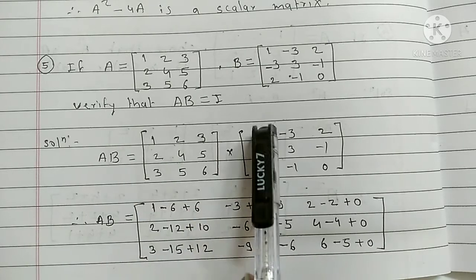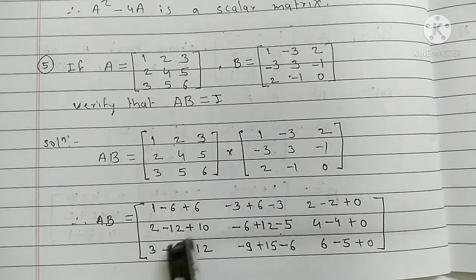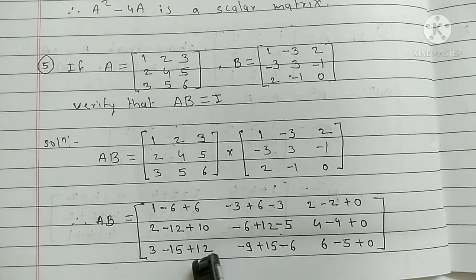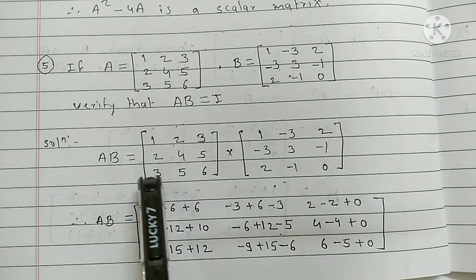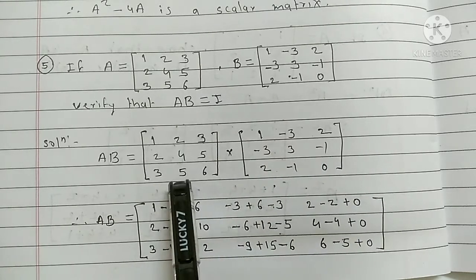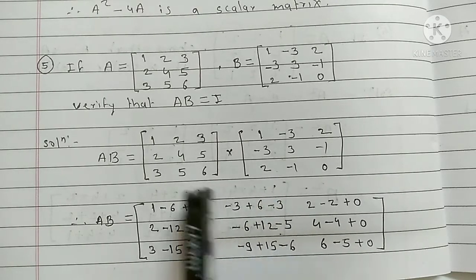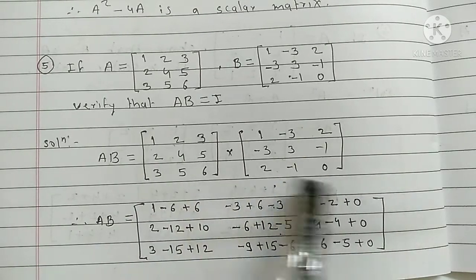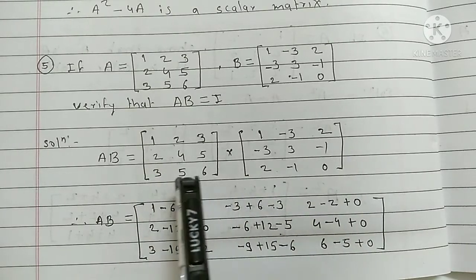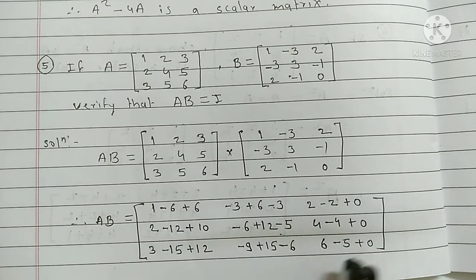Then third row, first column: 3 into 1 is 3, 5 into minus 3 is minus 15, 6 into 2 is 12. So 3 minus 15 plus 12. Then third row, second column: 3 into minus 3 is minus 9, 5 into 3 is 15, 6 into minus 1 is minus 6. Then third row, third column: 3 into 2 is 6, 5 into minus 1 is minus 5, 6 into 0 is 0. So 6 minus 5 plus 0.